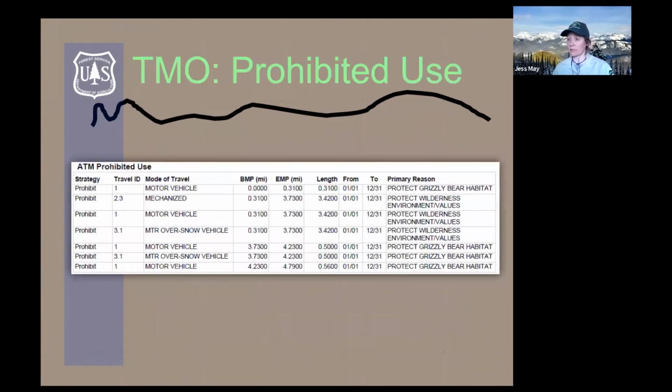So let's see, in this example, on our trail, we have a motor vehicle closure or prohibition for just the first 0.31 miles of the trail, year round, and it's to protect grizzly bear habitat. So that's interesting. And if you actually keep looking, you'll see that motor vehicle use is prohibited year round over the entire length of the trail, sorry, but it's for different reasons. So it's worth looking at all of your prohibited uses.